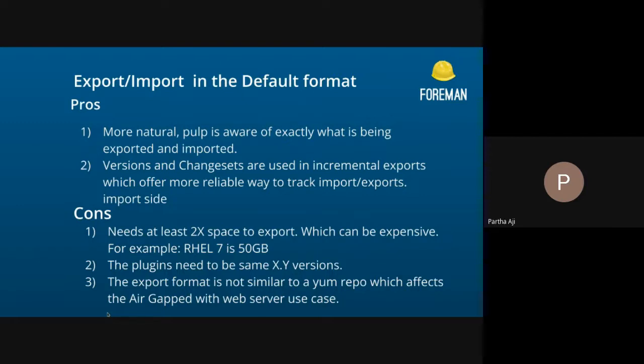Cons. I don't know if there's a con really, but it needs 2x space. It used to require 3x space in a previous version of Satellite, but now thanks to Pulp 3, we only need 2x the space, but it can still be a little involved. We get errors where people didn't allocate enough space in their Pulp partition, for example. RHEL 7 is like 50 gigabytes right now. So every time you're exporting RHEL 7, it's adding 50 gigabytes somewhere in the Pulp partition, and a lot of people have problems with that.